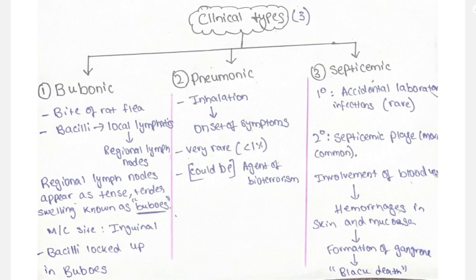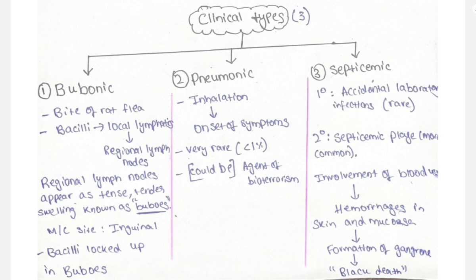Anyways, let's go over them one by one. Bubonic plague, as we already studied before, is transmitted through the vector, which is the bite from the rat flea, its primary vector. After you've been bitten by the rat flea, the bacilli travel first to the local lymphatics, and after that to the regional lymph nodes. In the regional lymph nodes, the bacilli get locked up in buboes.